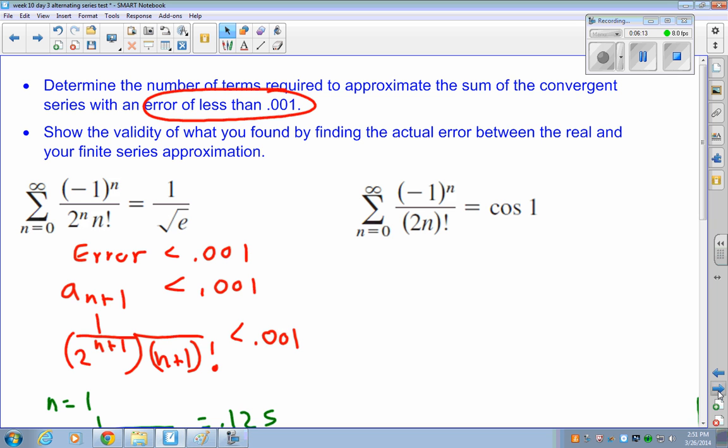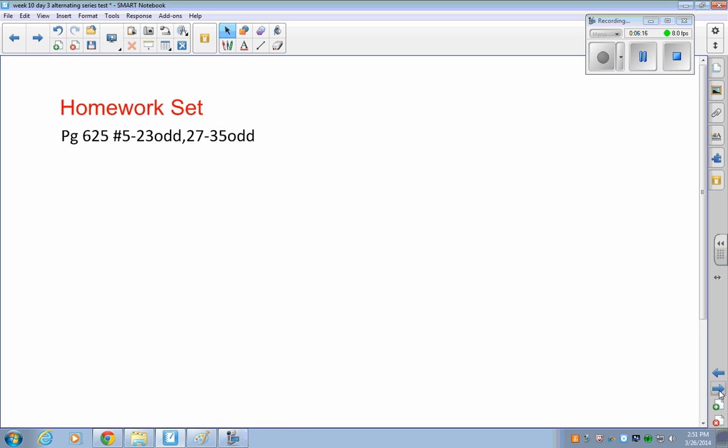I just did more examples of it. You can take a look at them. I left them up. And there's your homework set.